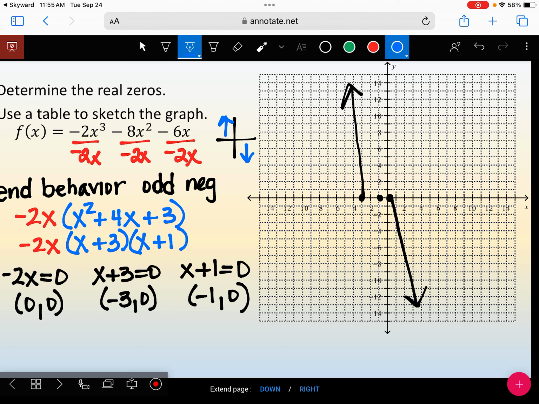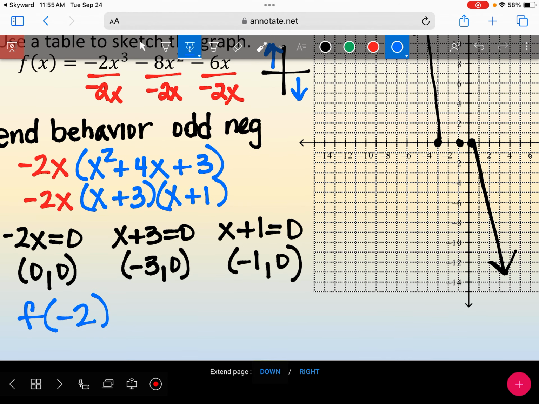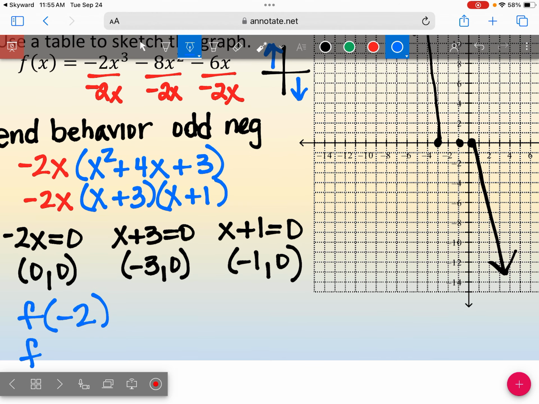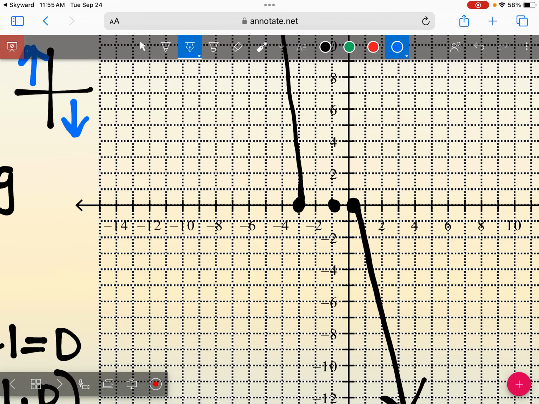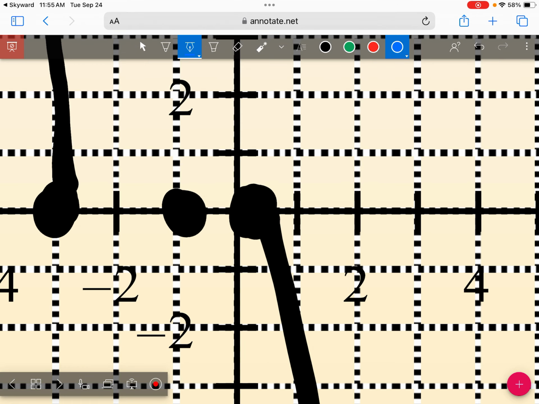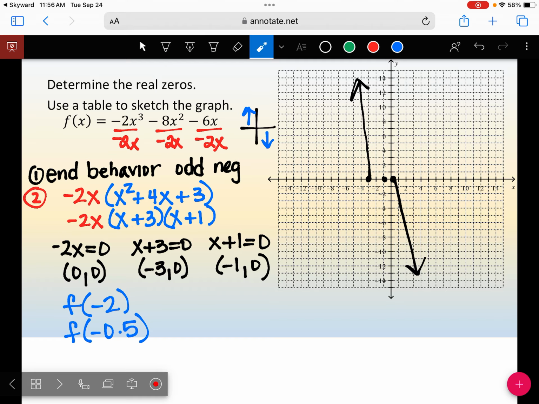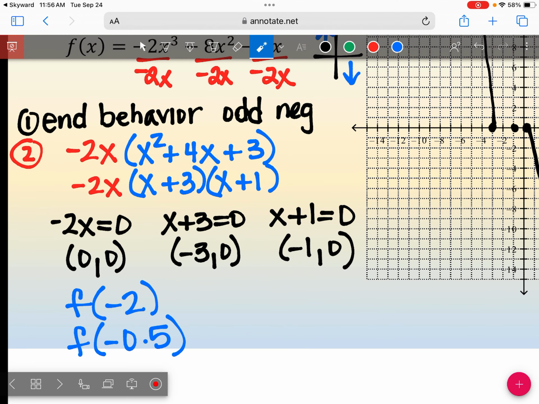So when you find your midpoints, I'm going to type negative 2. And what would be my other midpoint? Negative 0.5. So let me zoom into the x-axis real quick. The middle of these two x-intercepts is negative 2. The middle of these two x-intercepts will be negative 0.5. So we just need to type those into our equation.